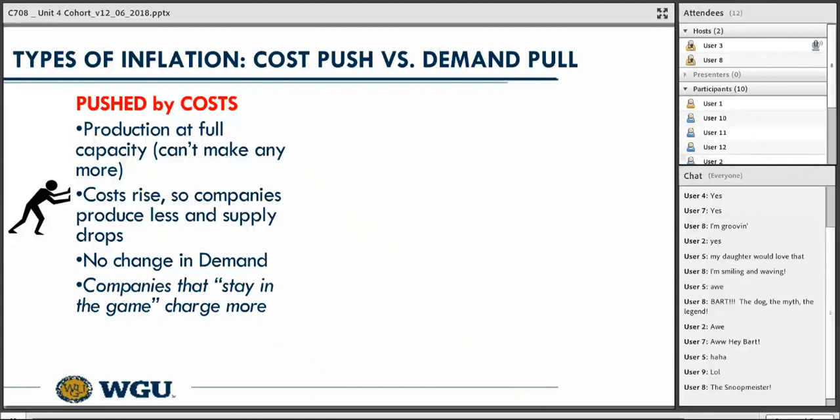So cobalt is a really important input to electric battery production. Let's say the cost of cobalt spikes. Well, the costs of producing electric cars are going to go way up. Companies are going to potentially produce less, and supply will drop. Some companies will simply stop producing them because they don't find it profitable or they get pushed out of the market. The companies that stay in the game will choose to charge more. They're going to pass that cost of raw material on to the consumer.